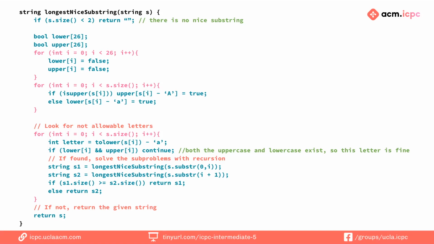Well, in the code, we return the first string. And the reason we do this is because the problem wants us to find the earliest, longest substring. And if both of them have the same length, then the earlier one was in S1. So if the size of our first answer is greater than or equal to the second one, we return S1, the first one. If not, we return the second one. And again, at the end, if all the letters were fine, then we just return our total string and we are done. Are there any questions about this?